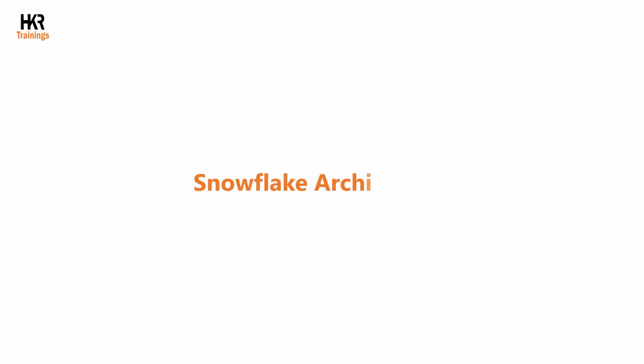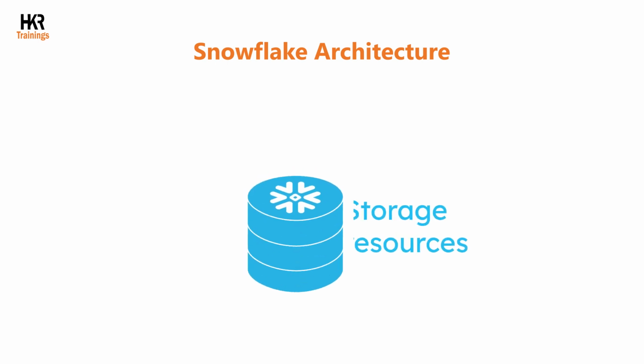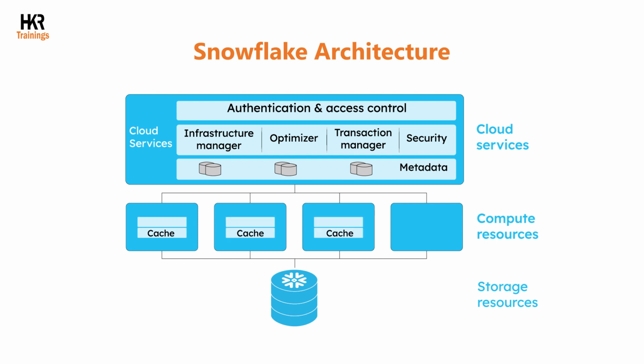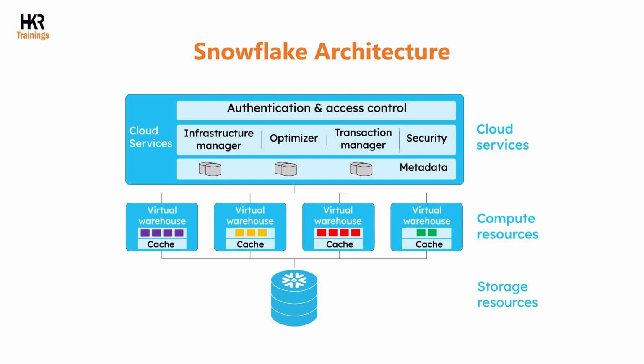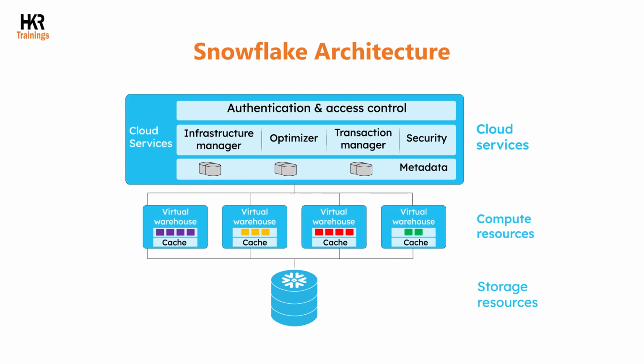Now let us understand the architecture of Snowflake. Snowflake architecture. Snowflake uses a unique multi-cluster architecture that separates compute resources into separate clusters. Each cluster can be independently scaled up or down based on your needs, allowing for more efficient resource usage and improved query performance. Snowflake's virtual warehouses are user-defined compute clusters that can be created and destroyed on demand. This allows you to allocate resources as needed and only pay for what you use.